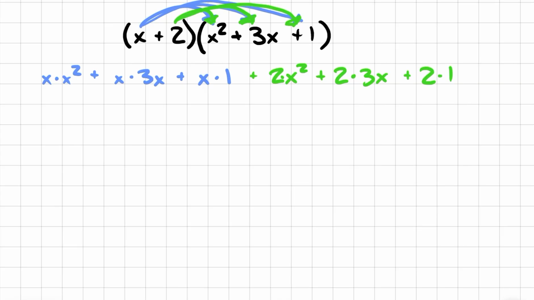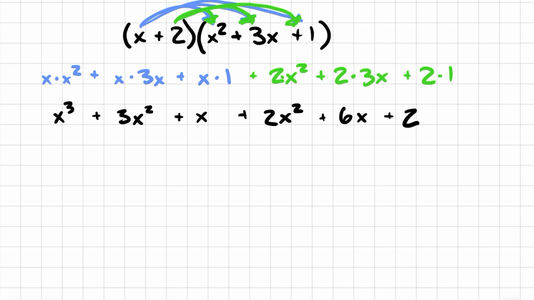All right, then I'm going to go through and do my math and simplify it. So x times x squared, that gives me x cubed. X times 3x gives me 3x squared. X times 1 is just x. 2 times x squared is 2x squared. 2 times 3x is 6x. And then 2 times 1 is 2.